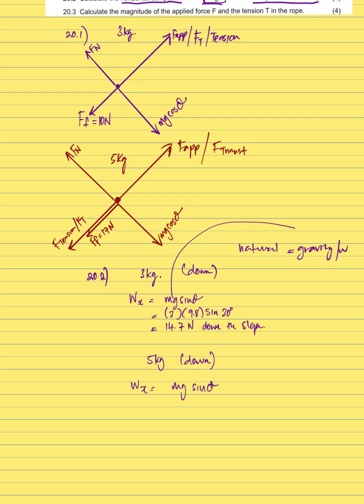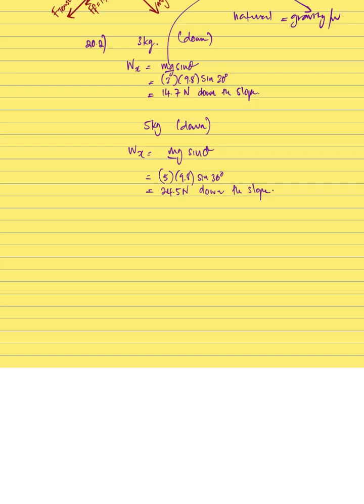So if you look here, can you see how this mg that I'm putting in is the weight? So I've got 5 times 9.8 sine 30 degrees, and you pop that into your calculator, and you're going to get 24.5 newtons down the slope. All right, so that's natural. That's its natural weight. That is what's going to happen in this sort of situation. All right, let's look at 20.3.